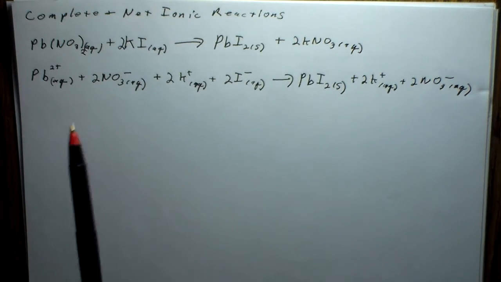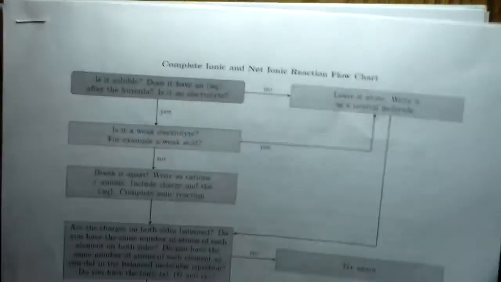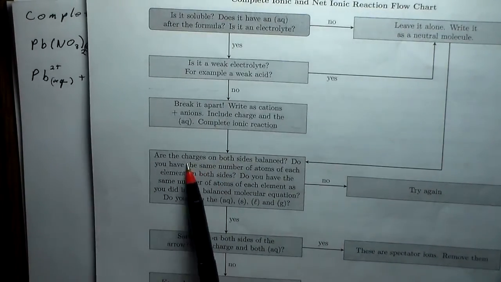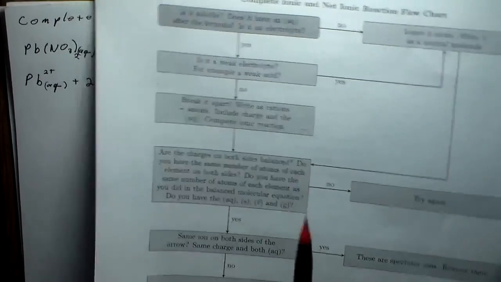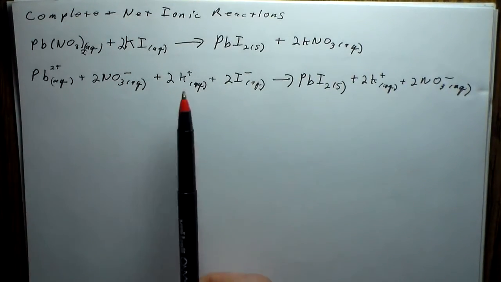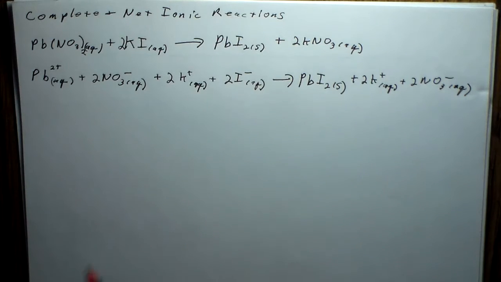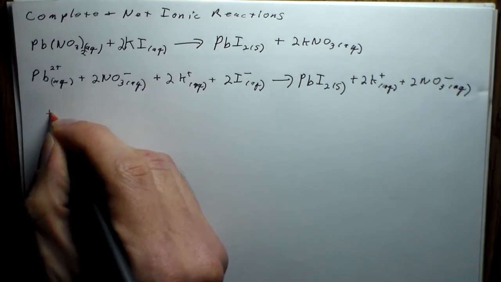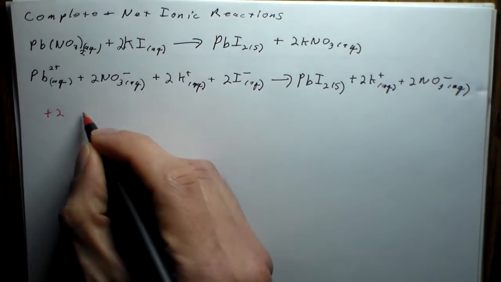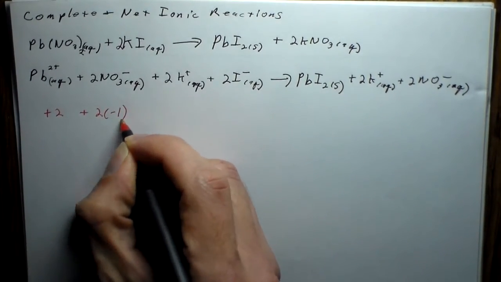This is done correctly, but now how do we actually check to make sure that everything is correct? So here, are the charges on both sides balanced? Meaning that the charge on the left-hand side has to be equal to the charge on the right-hand side. So we just go through here and start adding up all my charges. That's going to be plus 2. This one is going to be 2 times a negative 1.